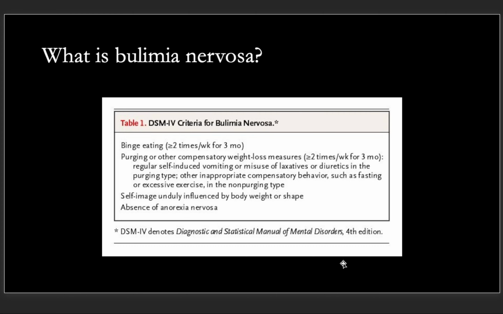This is more of a visual format. This is the DSM-4. I find it a little more helpful than the newer DSM-5 because it's a shorter definition. So they're binging more than twice a week, and they have a poor body image.